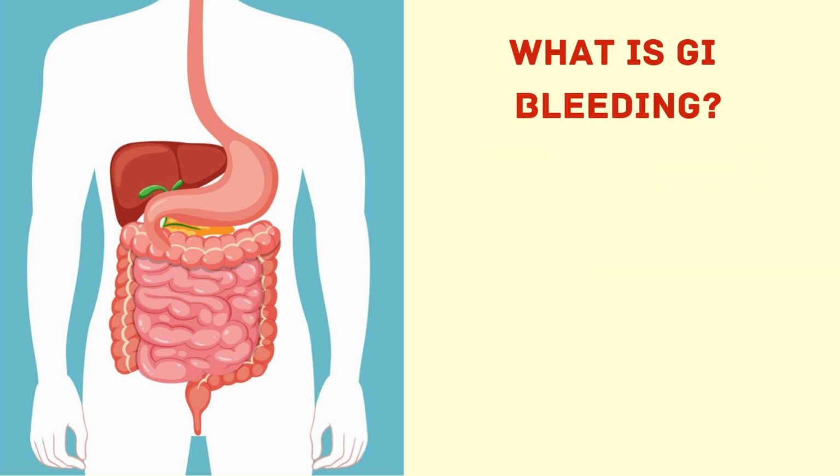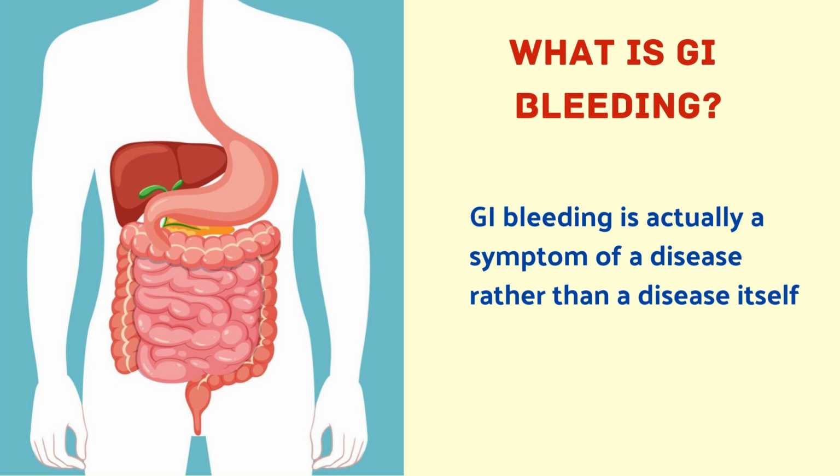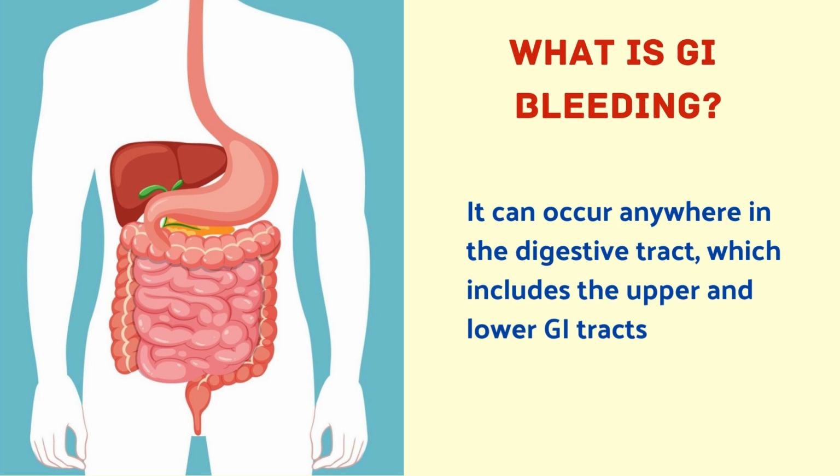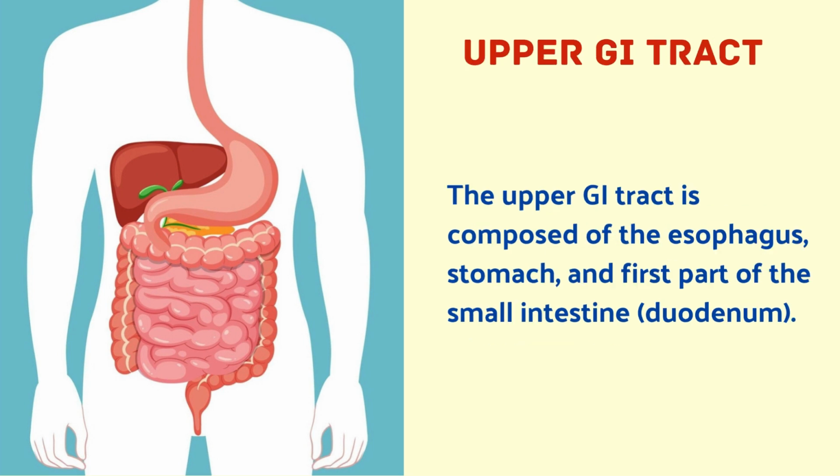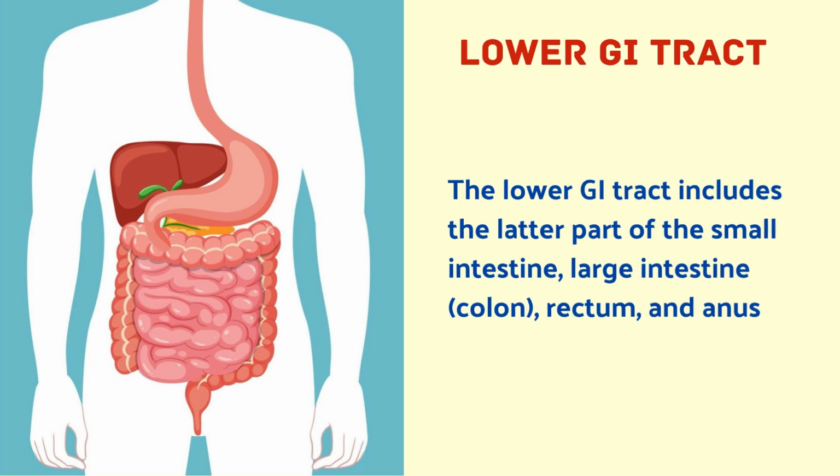What is GI bleeding? GI bleeding is actually a symptom of a disease rather than a disease itself. It can occur anywhere in the digestive tract, which includes the upper and lower GI tracts. The upper GI tract is composed of the esophagus, stomach, and first part of the small intestine, that is, duodenum. The lower GI tract includes the latter part of the small intestine, large intestine, rectum, and anus.